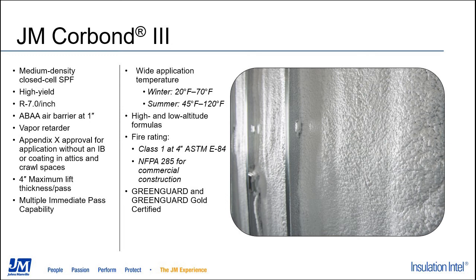Our closed cell products have high R values at R 7 per inch and can be an air barrier at as low as 1 inch of thickness and a vapor barrier as well. All of our closed cell products cannot be installed at more than 4 inches per pass in order to maintain the best physical performance of our material. Johns Manville Corebond 3 has many different fire ratings, including Appendix X approval for applications without an ignition barrier or coatings in attics and crawl spaces. To see more details, please view the technical data sheet at jm.com. And finally, JM offers Corebond 3 in both high and low altitude formulations in order to meet your needs in all areas of the country.